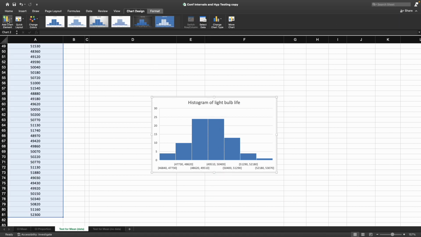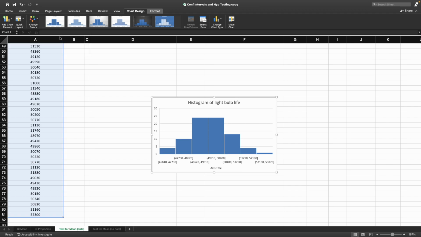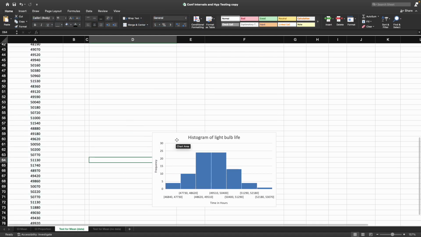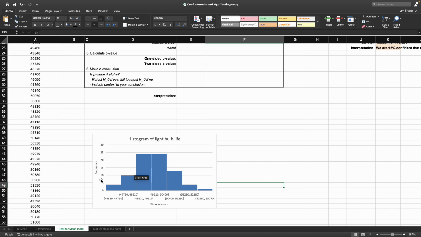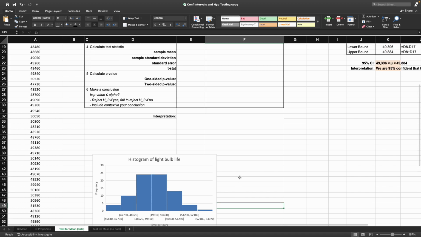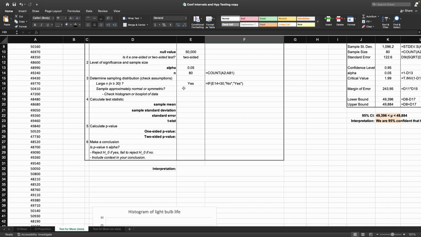And then we can quickly give the axes titles. So this is time in hours, and this is frequency. So we can see that this looks symmetric, or this looks normal, right? We can kind of imagine a bell curve on top of this, and it very much looks symmetric and centered close to the mean. So this is a reasonable assumption. So is this symmetric? Let's just say yes.